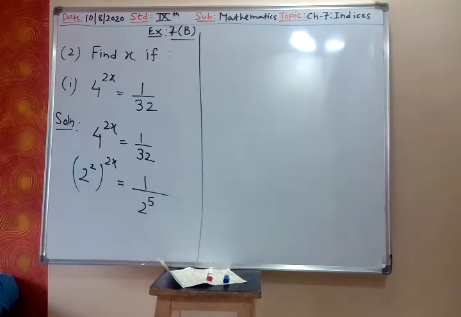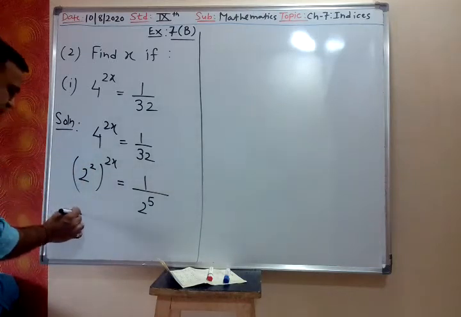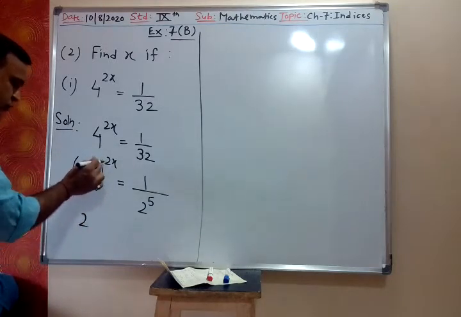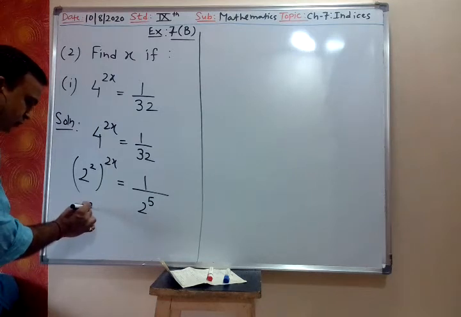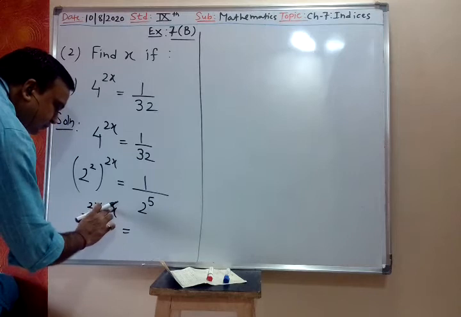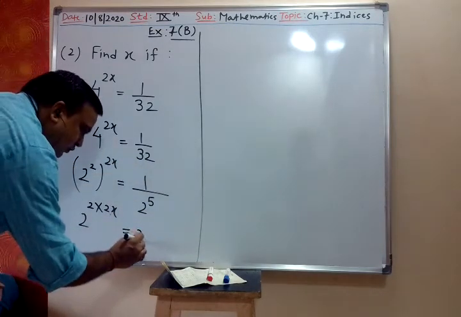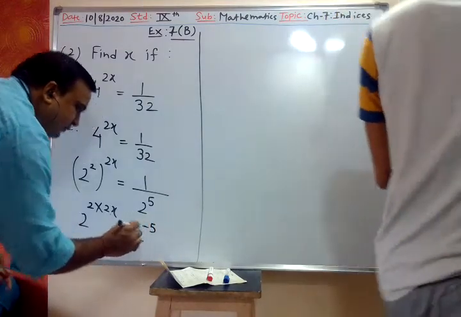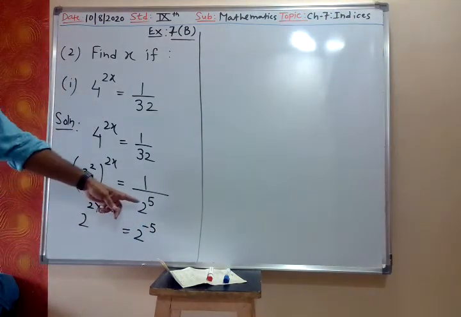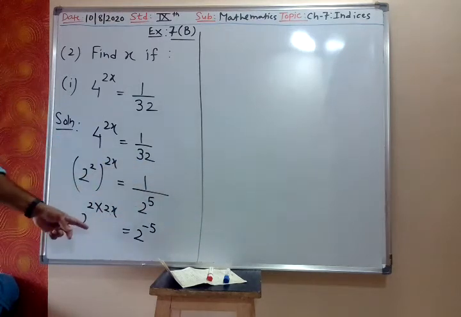2 raised to 5, 2 into 2 into 2, 5 times, will be 32. Then power raised to power, we multiply the powers, so that will be 2 raised to 2 into 2x. And this 2 raised to 5, I will take in the numerator, it will be 2 raised to minus 5, the power becomes negative.